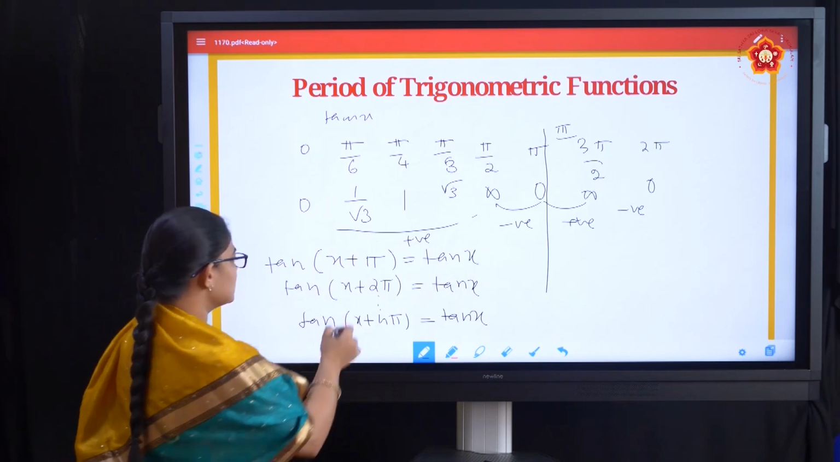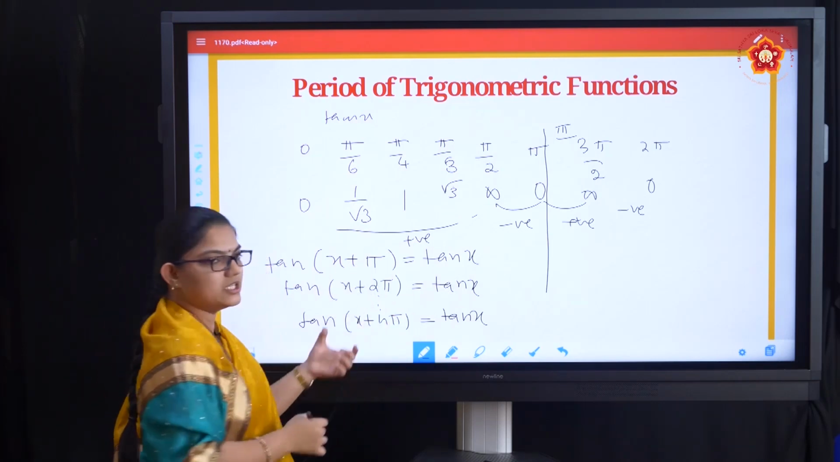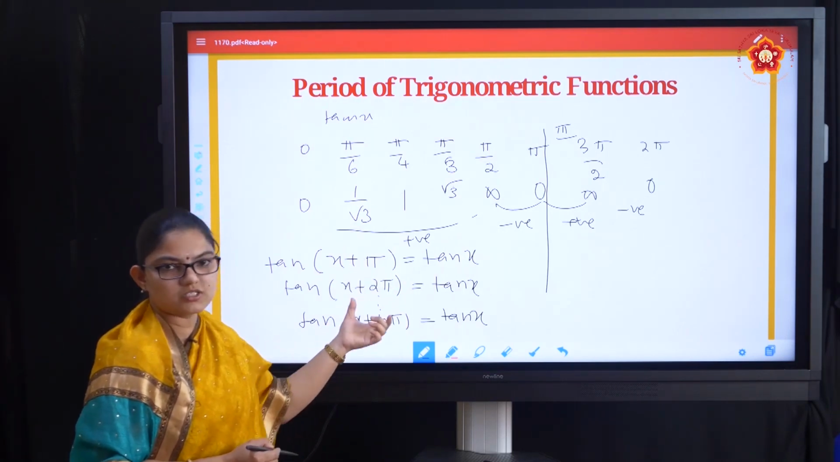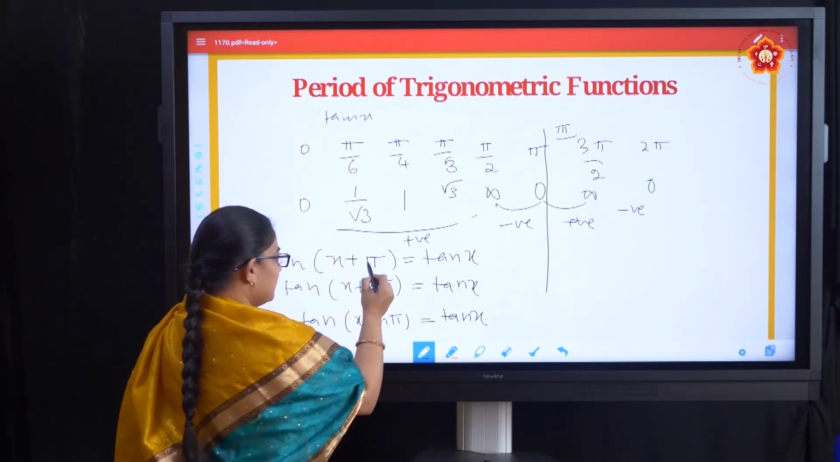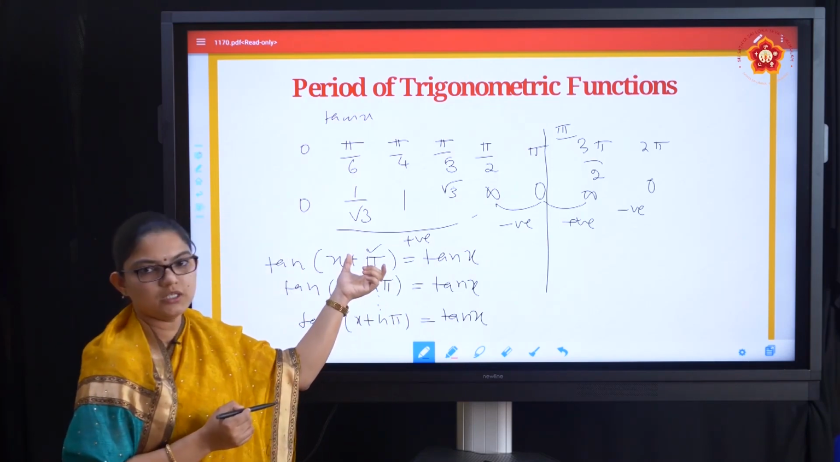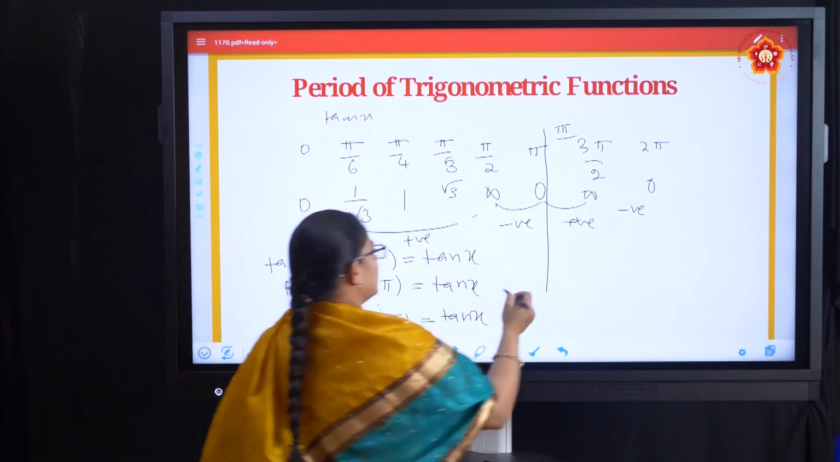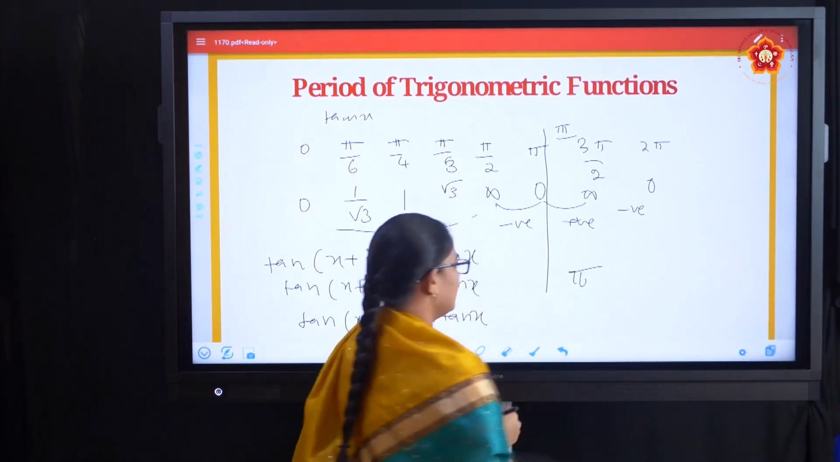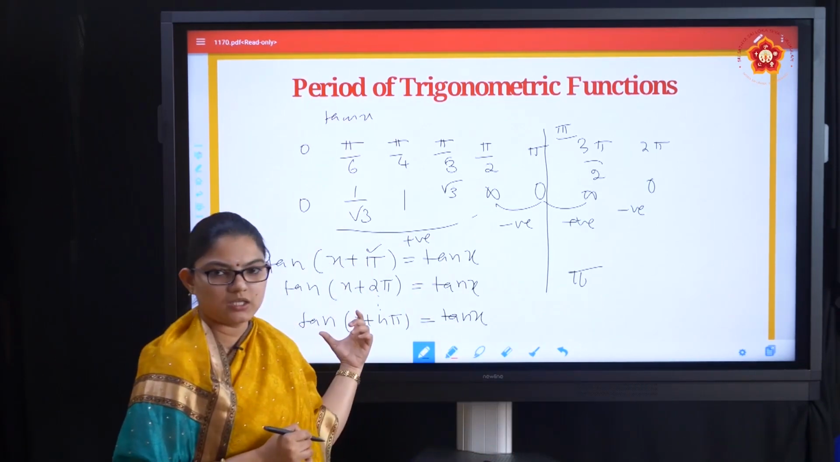But which is the smallest of all these? We need the smallest positive real number as a constant, that is the period. So here we see pi is the smallest, right? Pi is the smallest positive real number. So therefore we say period of tan x will be pi. Period of tan x will be pi.